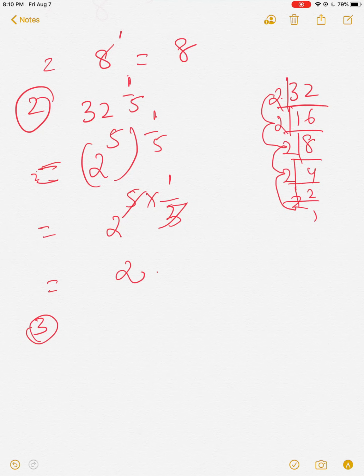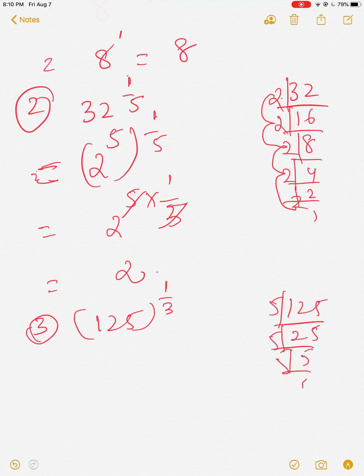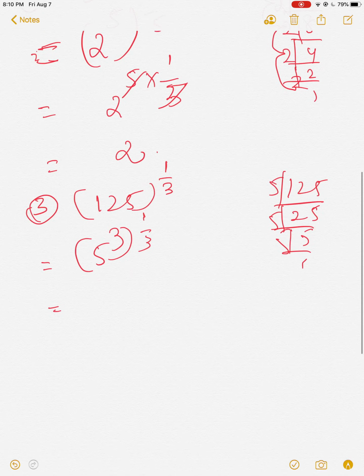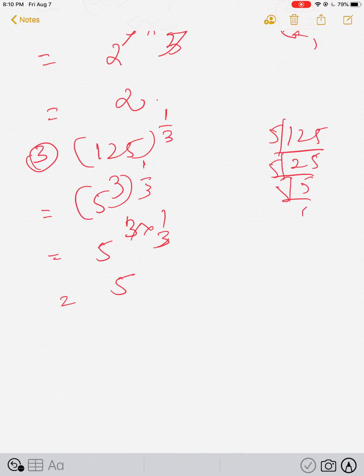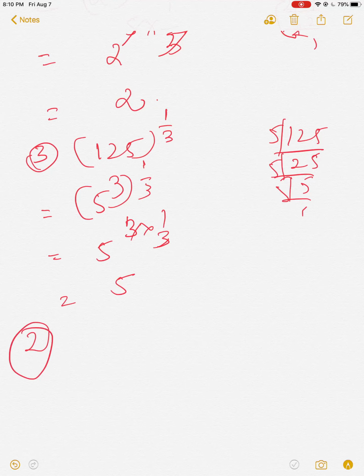Okay, now let us go to the third problem. Third problem is 125 raised to power 1 upon 3. Okay, 125 can be written as 5 5s are, 5 5s are, and 5 1s are. Okay, 5 cube whole raised to power 1 upon 3. Okay, 5 cube into 1 upon 3, 3 will be cancelled. 5 is the answer.